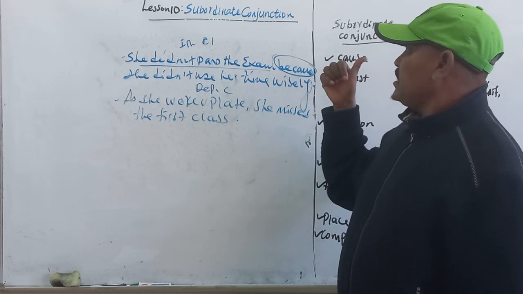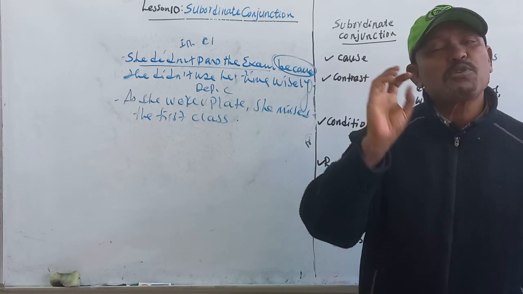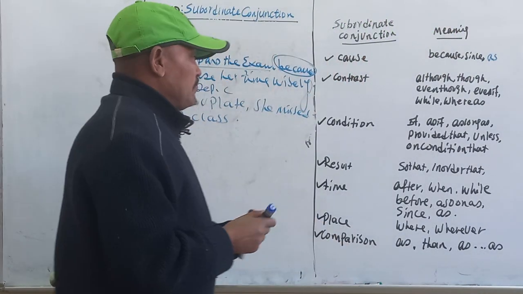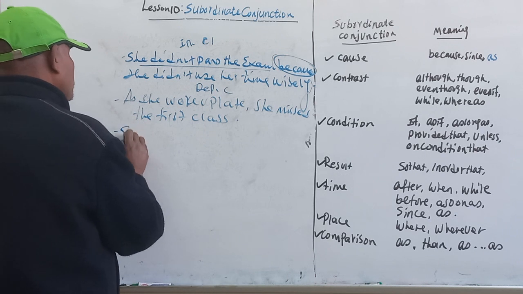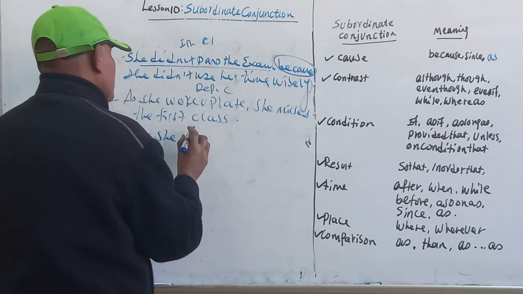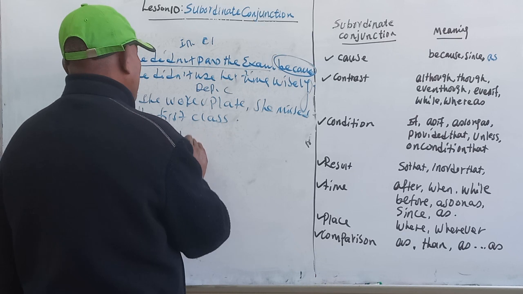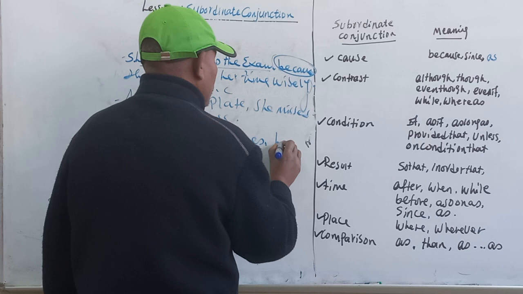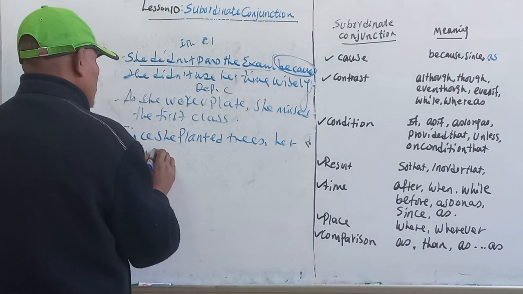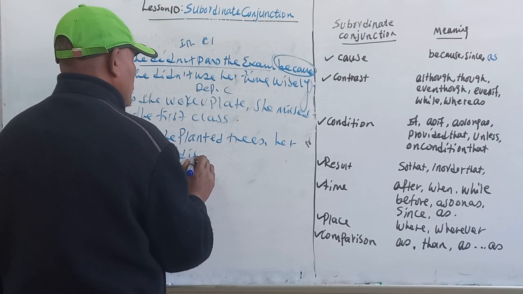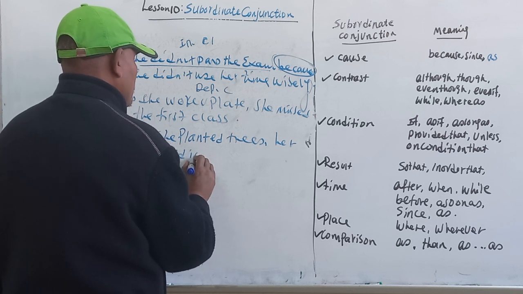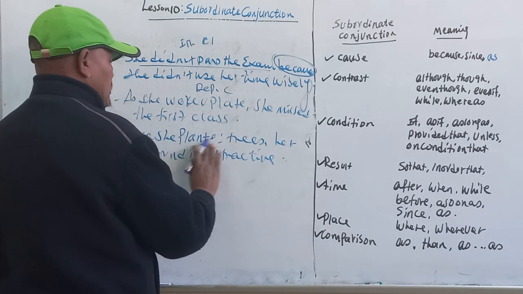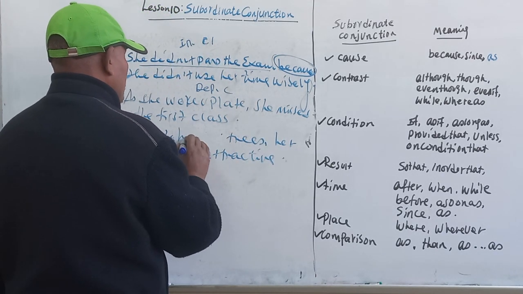So these two examples clearly state the first cause, subordination cause. So here: since she planted trees, her compound is attractive. She plants, let's change this sentence please: she has planted.